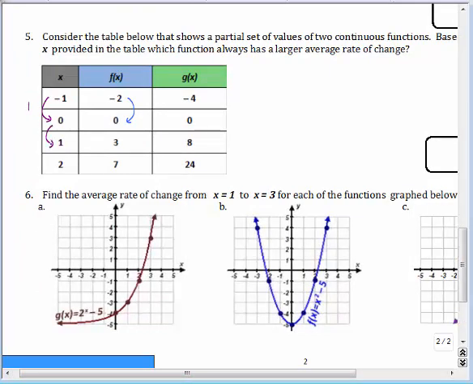So 0 to 1 is 1, and 1 to 2 is 1. So all those are 1. So the rate of change for this first one, from -2 to 0 is up by 2. And then from 0 to 3 is up by 3, and from 3 to 7 is up by 4.